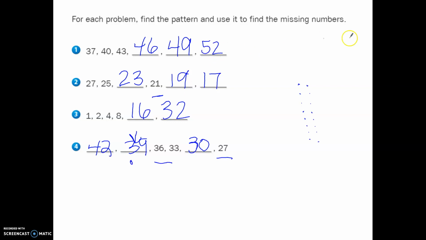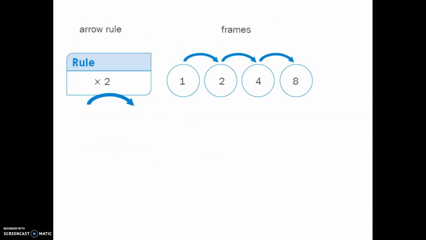So we are going to work with frames and arrows. All right. So this probably looks familiar to you. These are what we call our frames, the circles. And these are the arrows. They tell us what direction we're going. And then we have a rule. Sometimes the rule is right there and it's telling me what to do. I have to apply that rule to every frame, to every number in the circles.